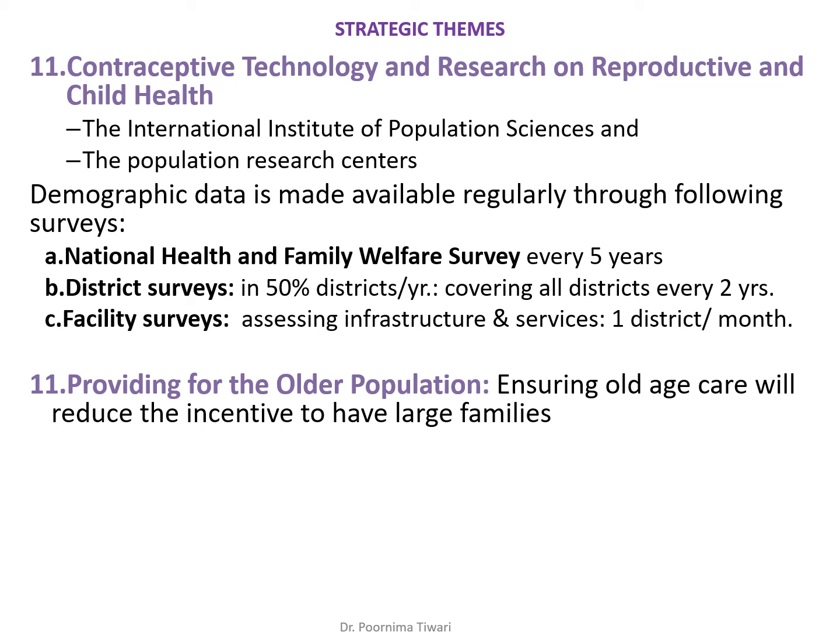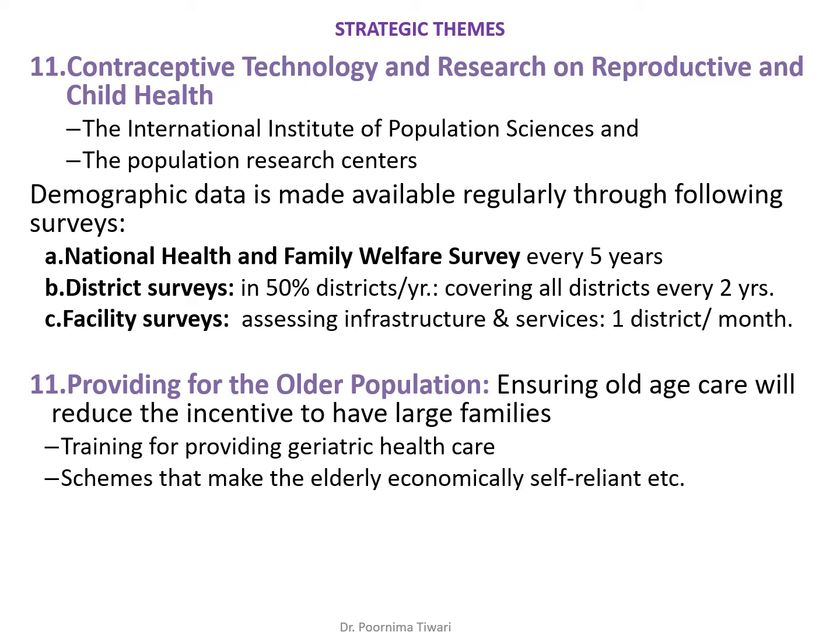12th strategic theme is provision for the older population, because it is ensured that old age will be cared for. This will reduce the incentive for having large families as an insurance for care during old age. So we can have training for providing geriatric health care. We will have schemes that will make the elderly economically self-reliant, and other things which can make older age more independent and healthy.